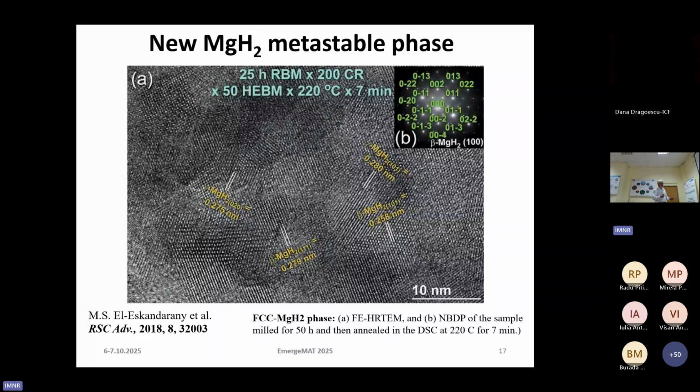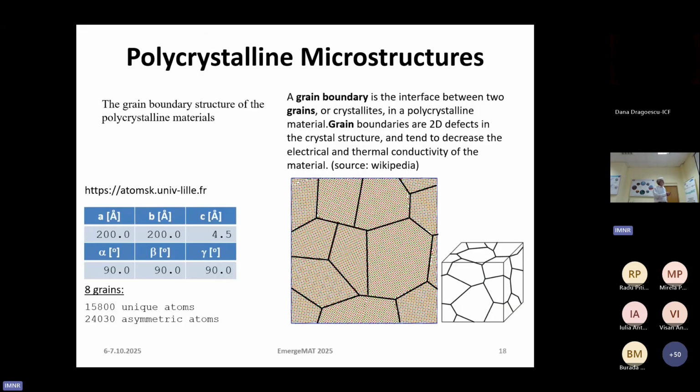So in reality, we have pieces, some domains which are characterized by different polymorph structures. So this is, as we can see in 3D, there are pieces with different polymorph structures or different orientations of these grains.